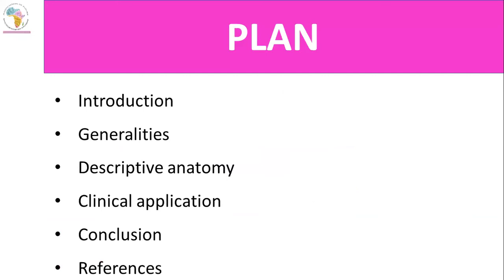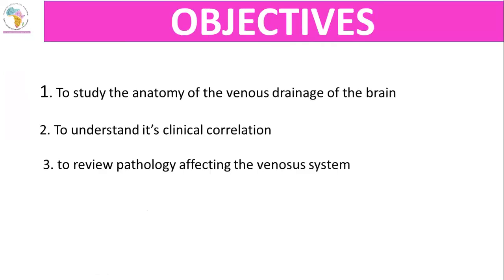About the plan of our presentation today, we'll go through introduction and generalities, then a descriptive anatomy, and then certain clinical applications, and we'll conclude our presentation. At the end you will find the references that I used. What is my objective today? It is to study the anatomy of the venous drainage of the brain, to understand its clinical correlation, and to review some of the pathologies that affect the venous system.